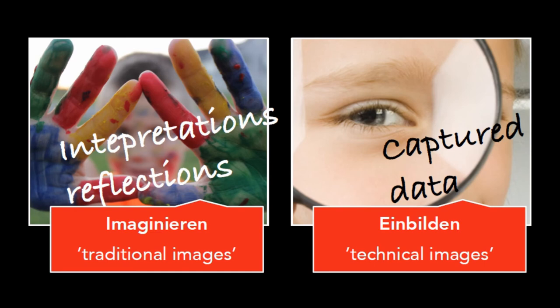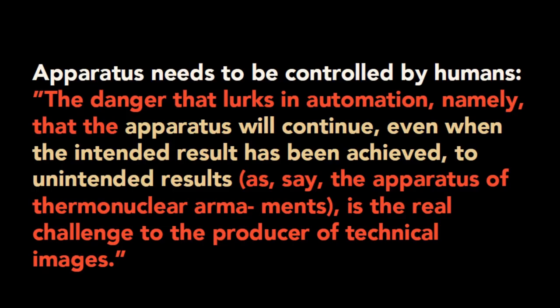And even if I'm not really sure whether I agree with everything Flusser writes, I think he makes some interesting remarks. What he writes is that the apparatus needs to be controlled by human beings, otherwise something really bad can happen. The apparatus will continue running its program even after the result intended by the human being operating it has been achieved, and then something unintended is probably going to happen.